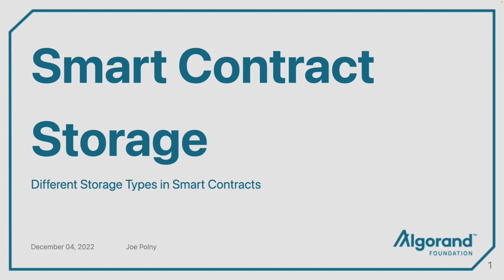Use smart contract storage with Beaker, and specifically, I'm going to be showing you the differences between global, local, and the new box storage that was added in AVM 8, and why you might want to use box storage. First, I'm going to start off with a quick presentation highlighting the different storage types, and then we'll jump into some code showing you what they all look like.